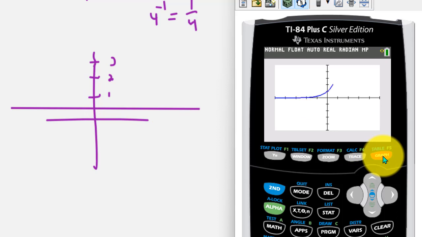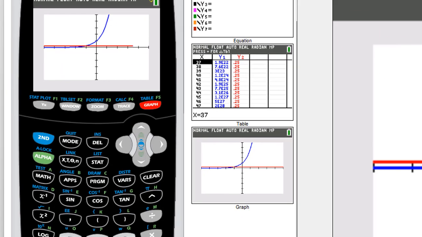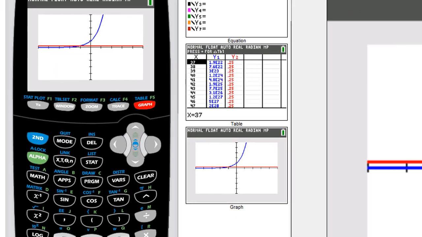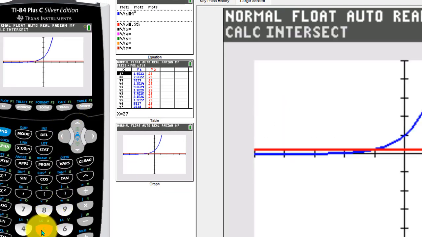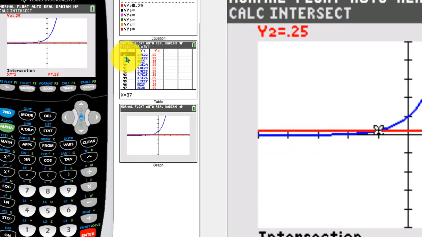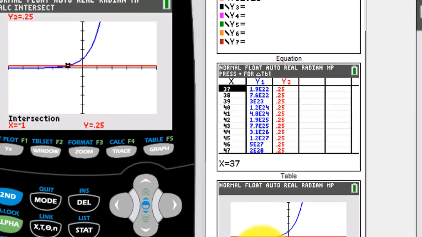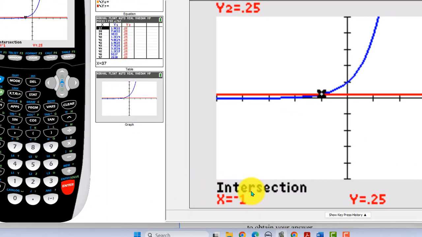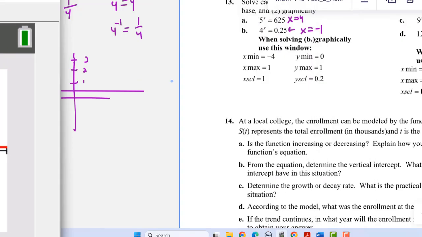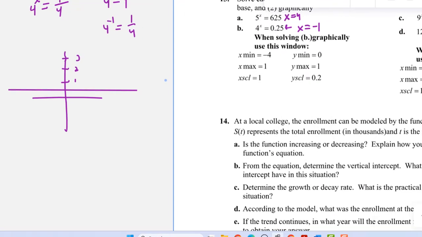Let's see where this thing, oh, actually, we know the answer. The answer should be -1, I believe. Again, it's a really tight window. You can see it's really tight. But let's go through the motions. Second, trace, number 5, enter, enter, enter, and what do you know? X equals -1, y is 0.25. Right, so again, you would sketch some type of graph. It wouldn't be pretty.